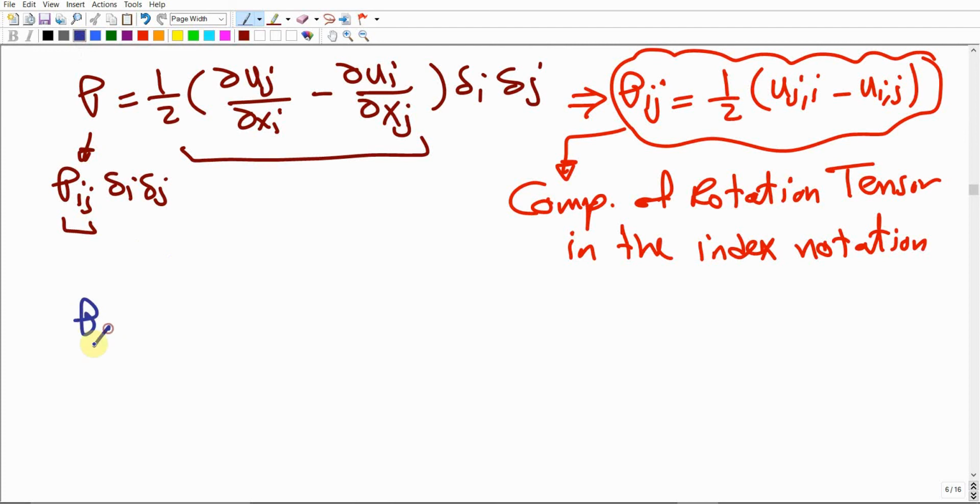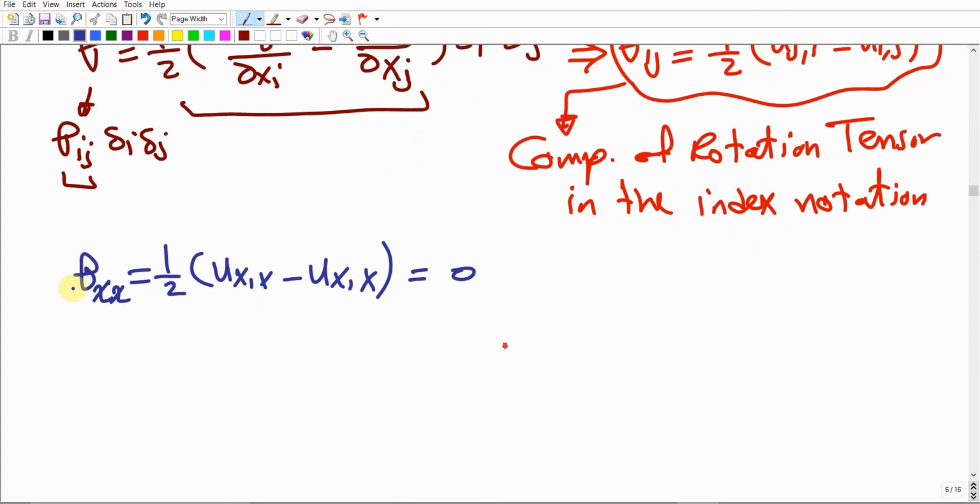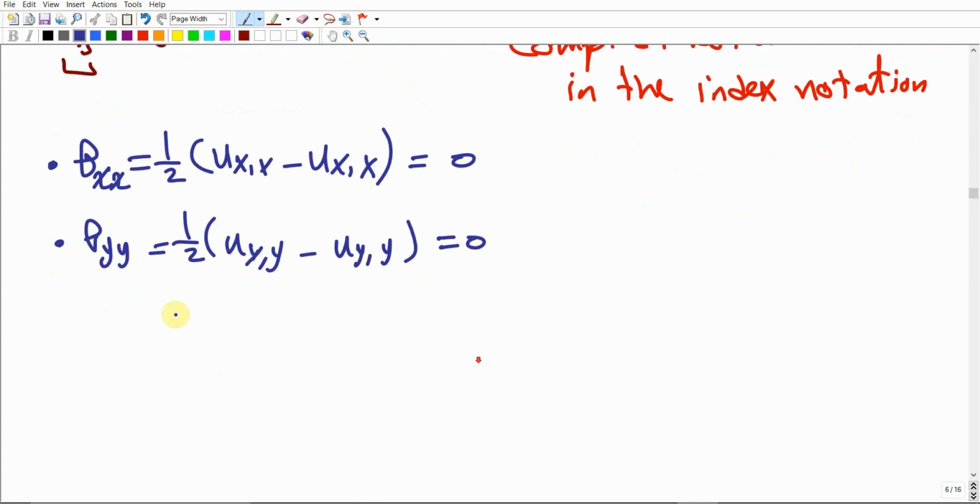So if I ask how much is theta xx, it means that both i and j are x's. So this is going to give us 1/2 ux comma x negative ux comma x, which definitely is going to be 0, right? Because this term is the same as this one, so we're going to end up with 0. And the same thing applies to theta yy. Theta yy is going to be 1/2 uy comma y negative uy comma y, which definitely gives us 0 as well. Also theta zz should equal 1/2 uz comma z negative uz comma z, which definitely is going to be 0.